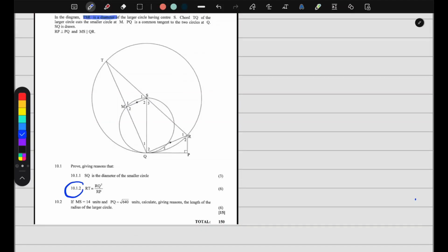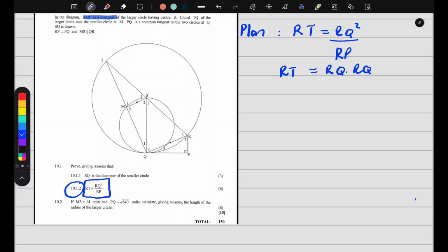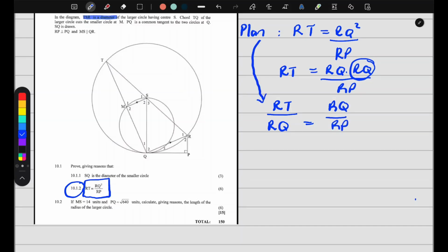Next question is 10.1.2. We have to prove that RT is equal to that expression over there. So let's write our plan down. I have to prove that RT is equal to RQ squared over RP. So I'm going to write RQ squared as RQ times RQ. Then I'm going to bring one of those RQs down. So it's going to be RT over one of those RQs. And then the other RQ is still left over RP. I want to prove this.